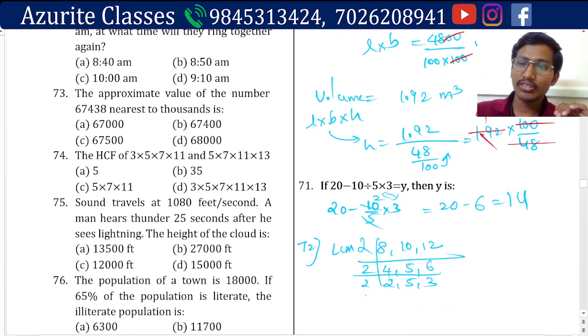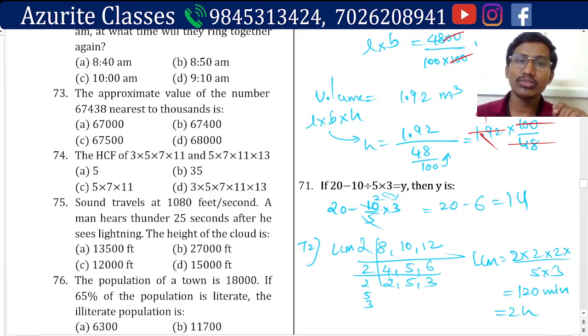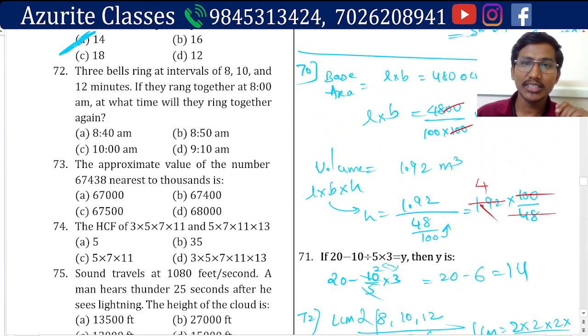Yes, we have to divide by 2, 5 and 3. Then we multiply all of them, and you will get the LCM. So the LCM will be 2 into 2 into 2 into 5 into 3. 8 fives are 40, 40 threes are 120 minutes. 120 minutes means how much? 2 hours.